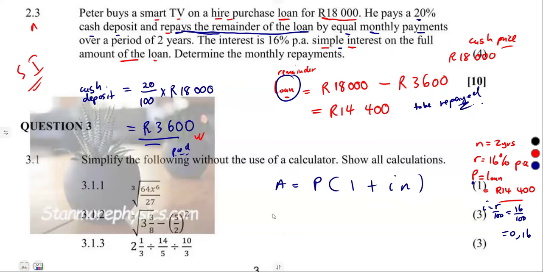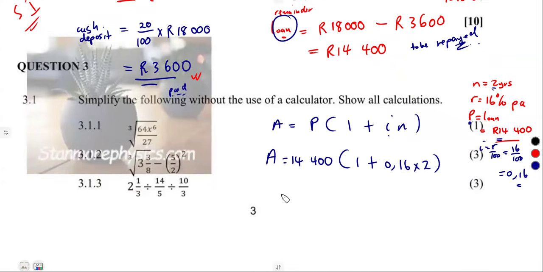The accumulated amount is going to be what? The principal is 14,400 times (1 plus the interest rate as a decimal, 0.16, times the number of years it is to be paid, in 2 years). So you multiply by 2 years, then you see that this is how the loan is going to increase. It's going to increase to this value.